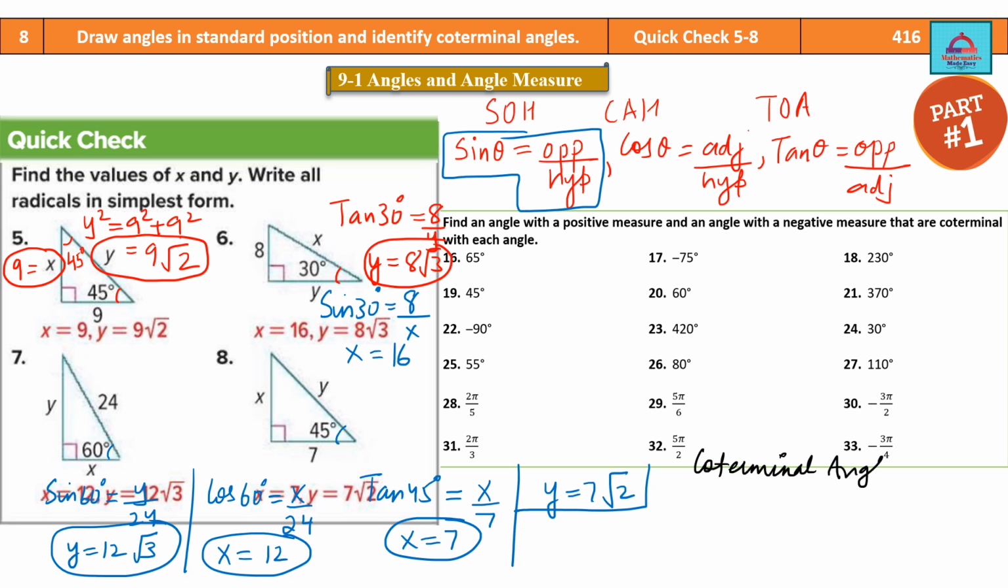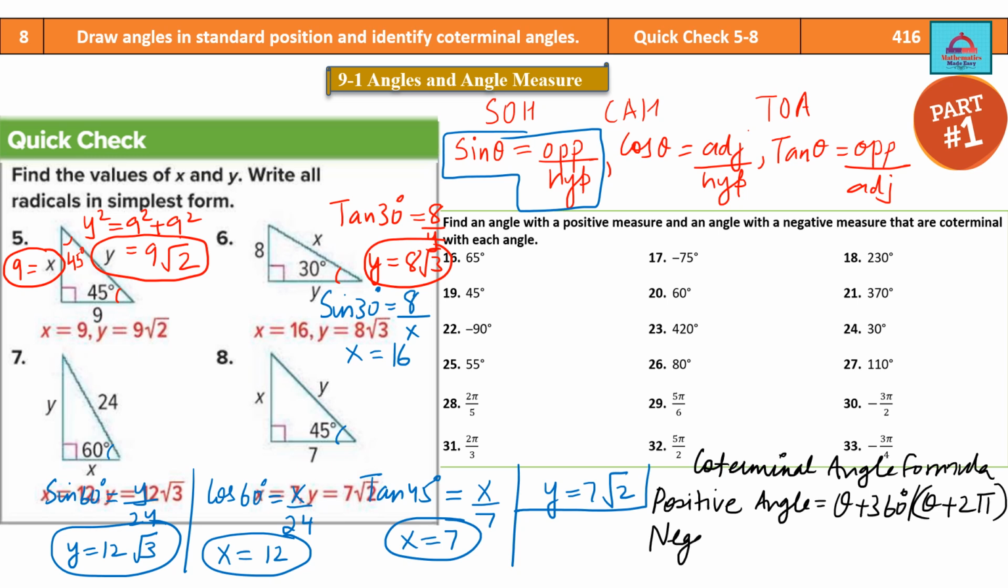Coterminal angle formula. Make sure you learn this formula for your exam. You have to find two measures of angle, one positive, one negative. The formula for the positive angle is theta plus 360 degrees if the measure is in degrees, and theta plus 2 pi if it is in radians.